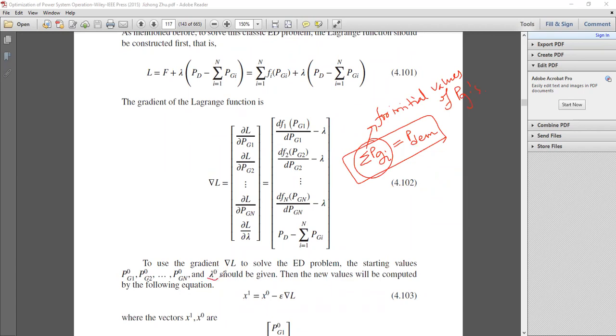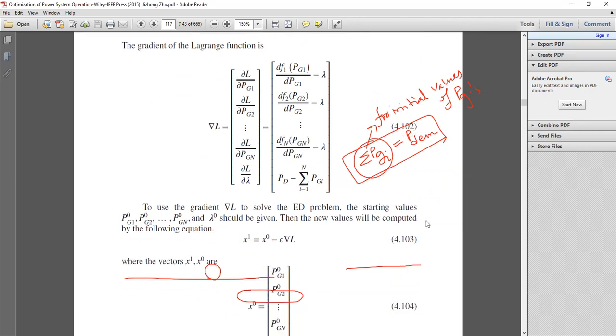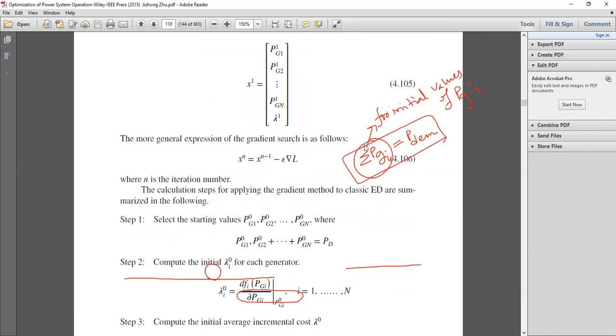And lambda naught was calculated as an average value, which is coming up next, how we are going to calculate it. So these are the starting values. The starting values are to be given, or should be assumed to start with. Then we will be going through this iteration, and this x naught and x1, all these were discussed. So the generalized updating was done in this manner.